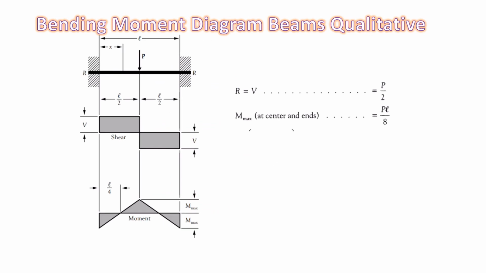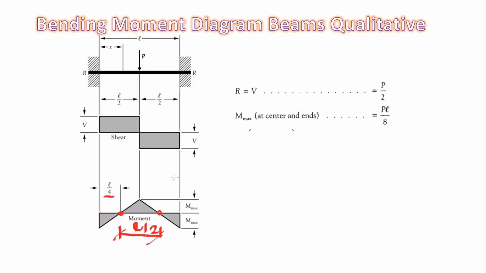So in this example we will see that this is the fixed beam with central point concentrated load. Here you can see this is the point of contraflexure. This location is a point of contraflexure. The span between the points of contraflexure, from this point to this point, is L by 2, because this is L by 4 and this is L by 4.